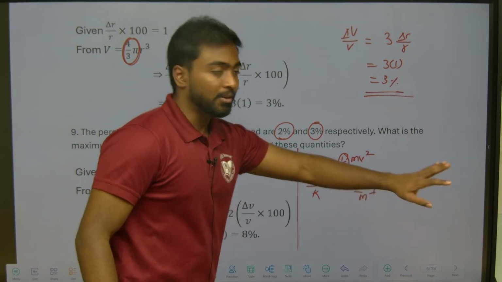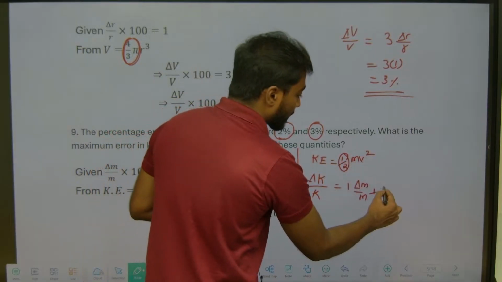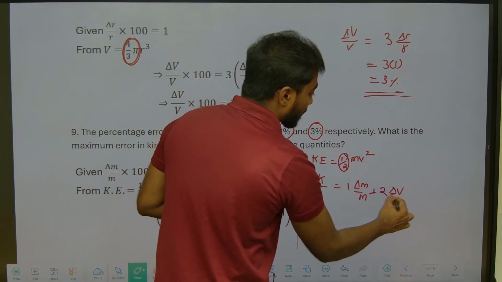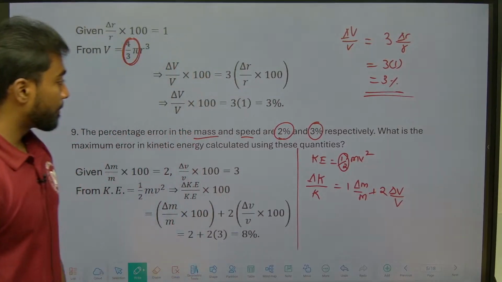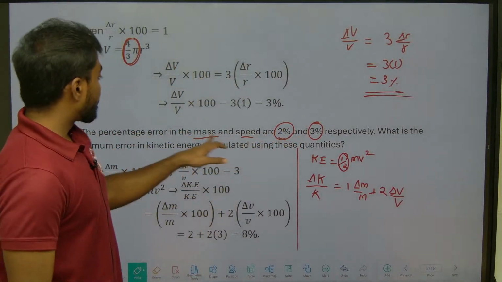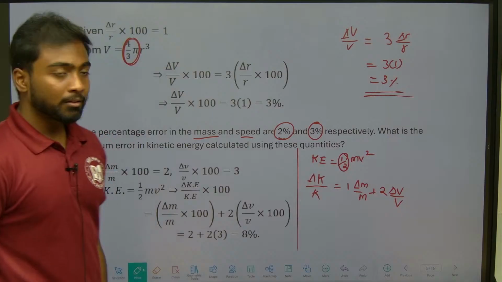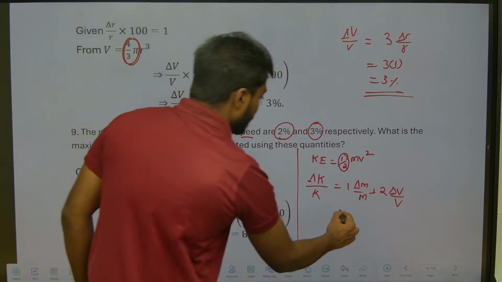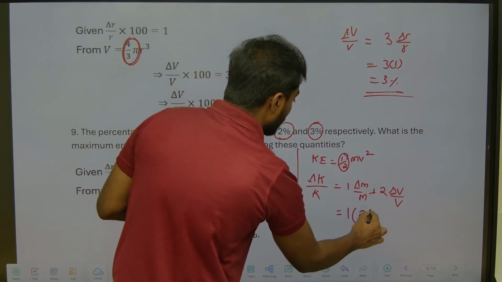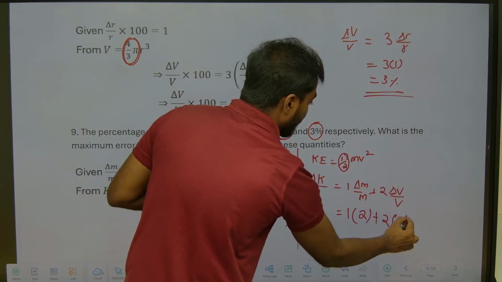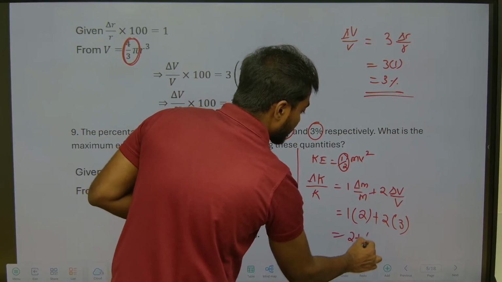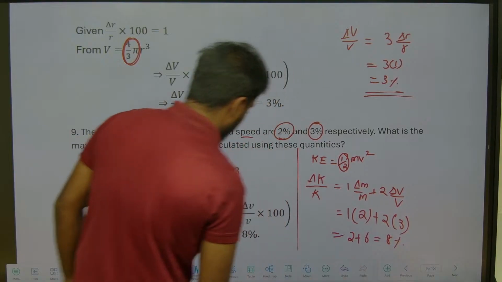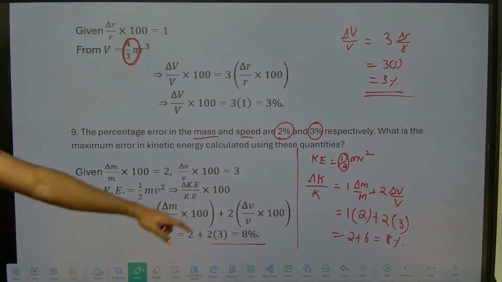plus, and the power here is 2, so 2 times delta v by v. Now, the percentages given are mass 2% and speed 3%. So 1 into 2 plus 2 into 3, which is 2 plus 6, nothing but 8%. Am I getting the answer? 8%. Is it easy?